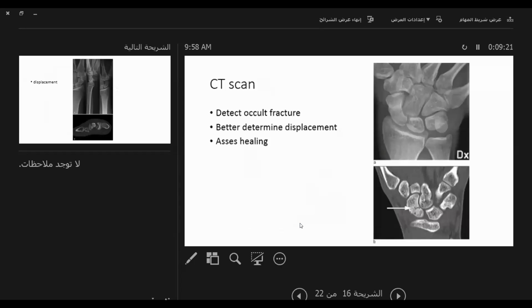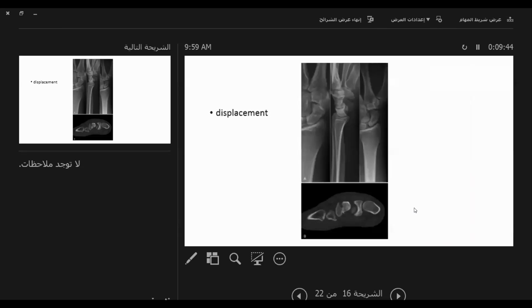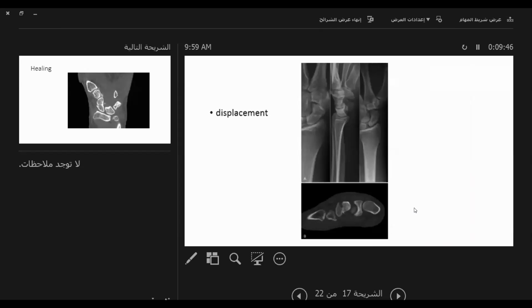CT scan is one of the most important modalities for diagnosis of acute scaphoid fracture. It detects occult fracture. It better determines the displacement, and it better assesses the healing. As we see here, this is a normal X-ray, but when you go to the CT scan, you can diagnose it easily. And this is the modality I use most in acute scaphoid fracture when we have a normal X-ray. Also, it is more available than the MRI.